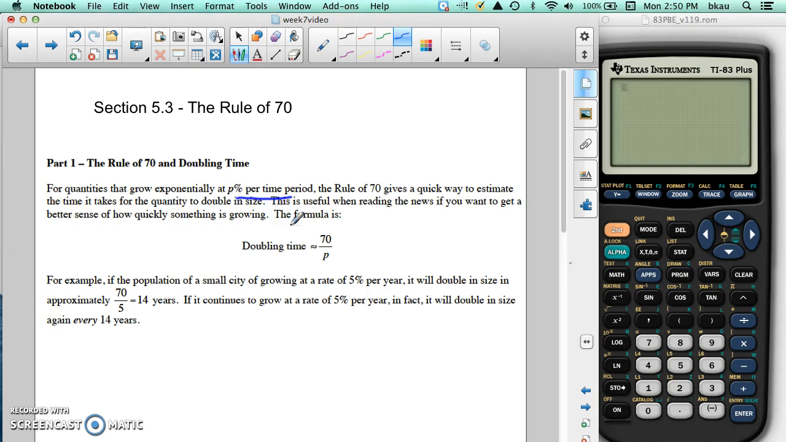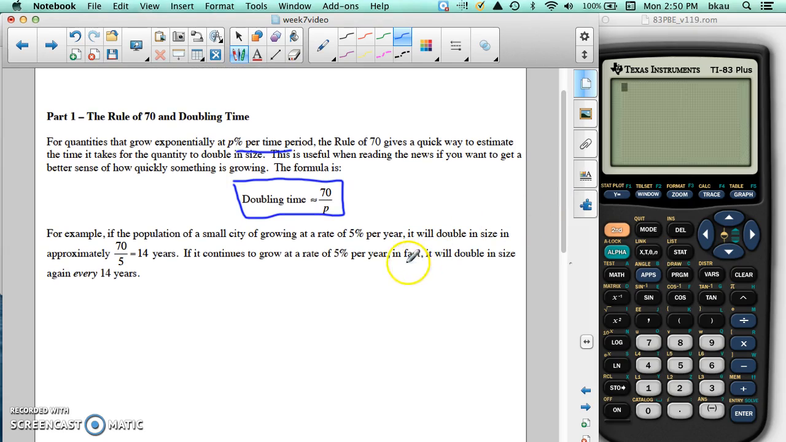So if we have a p% per time period, the rule of 70 gives a quick way to estimate the time it takes to double in size. So the doubling time is going to be 70 divided by p, approximately. That's why it's called a rule of 70. For example, if the city is growing at a rate of 5% per year, the doubling time will be 70 divided by 5, or 14 years. Now p is in a percent here, so you don't have to change the decimal unless it gives you a decimal, then you have to change it to a percent. So that's our estimate, and we will be checking that with our actual values later on.